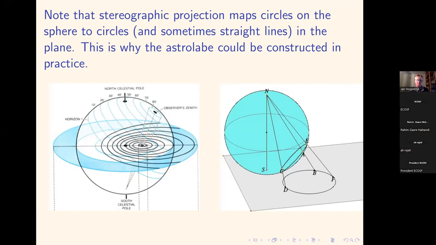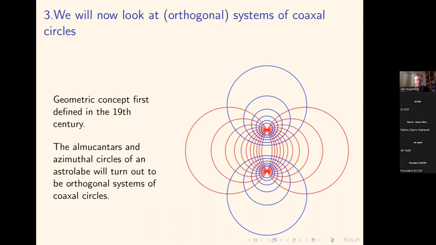Now, the modern geometric concept that I would like to link the astrolabes to is called orthogonal systems of coaxial circles. So this is a geometric concept that was first defined in the 19th century. And it is of interest to us here because the almucantars and azimuthal circles on the astrolabe will turn out to be orthogonal systems of coaxial circles. So in this figure, you have red circles and blue circles. The red circles are one system of coaxial circles. The blue circles are another system of coaxial circles. They intersect each other at right angles. And so they are what is called orthogonal systems of coaxial circles.